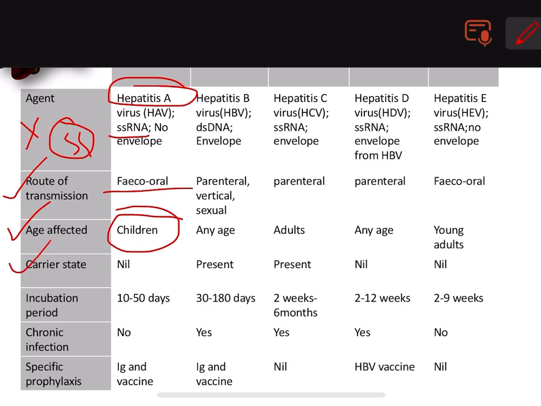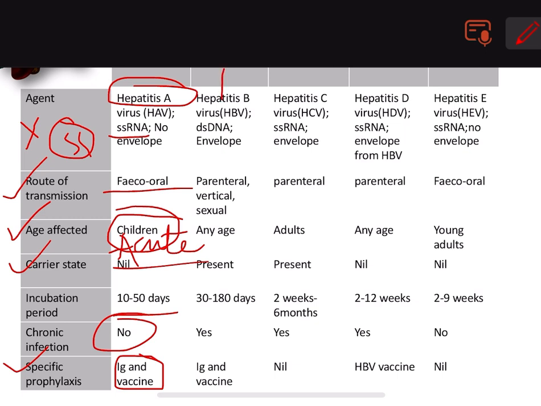The carrier state is nil. Incubation period will be 10 to 50 days. Chronic infection is not found. It is an acute disease, okay? Children, acute. That is how you can remember: children in acute hepatitis A. And then the specific prophylaxis will be immunoglobulin and vaccine.